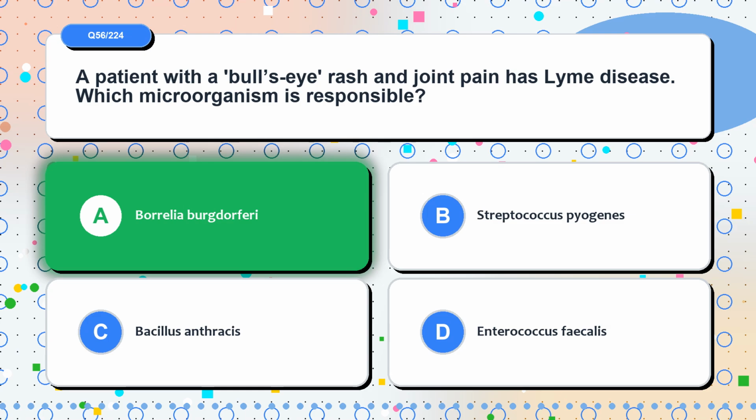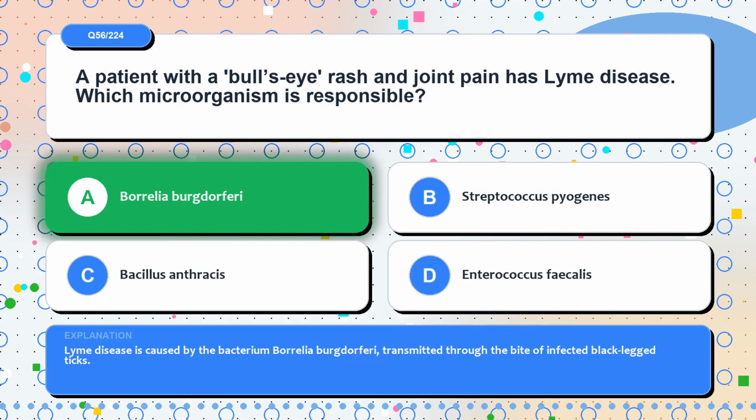The correct answer is option A, Borrelia burgdorferi. Lyme disease is caused by the bacterium Borrelia burgdorferi, transmitted through the bite of infected black-legged ticks.